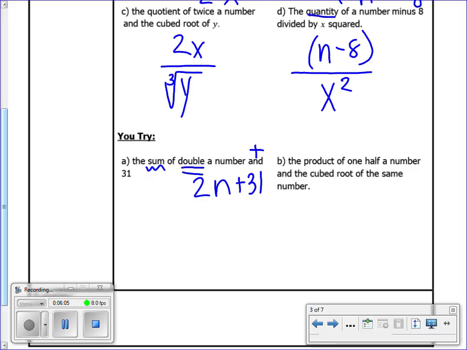Letter B says the product of 1/2 a number, so 1/2 n would represent 1/2 a number. Product means multiplication, so times the cubed root of the same number. So because it's the same number, we have to use the same variable, which is n.